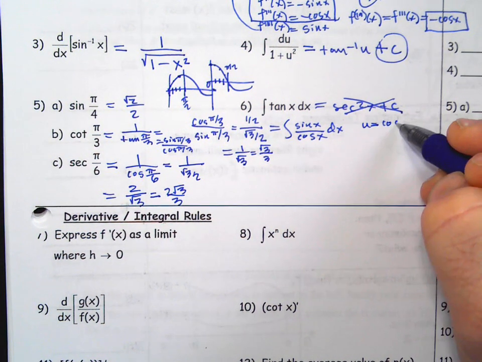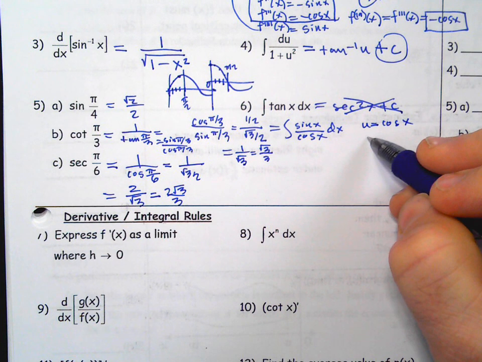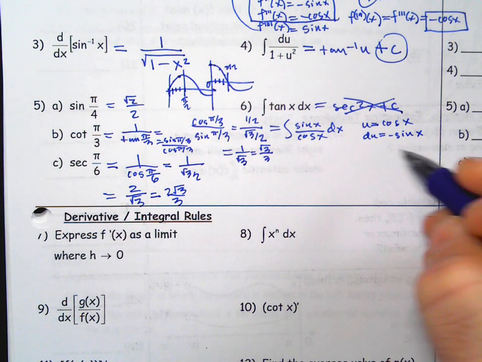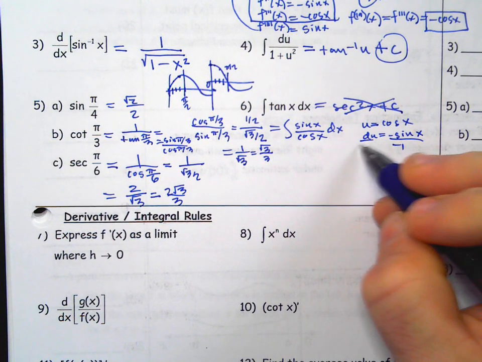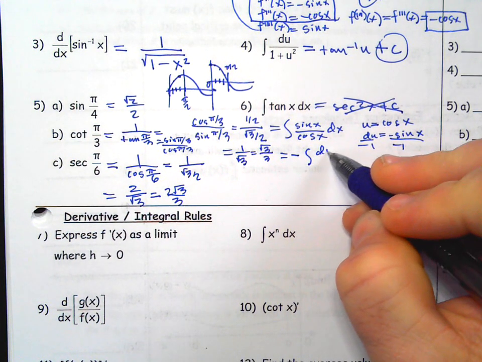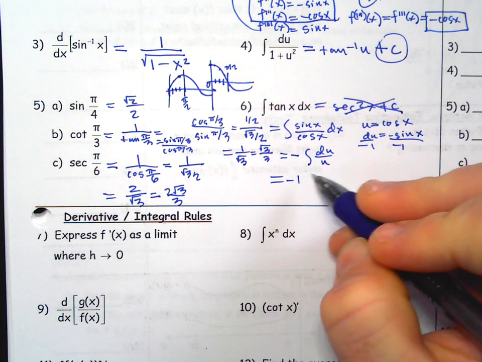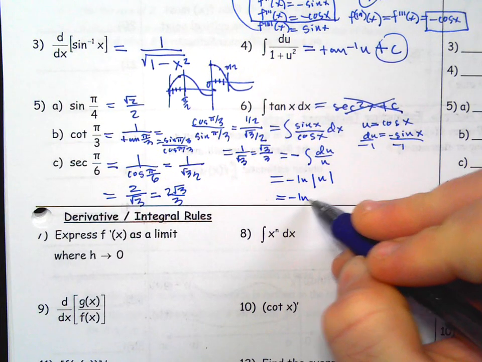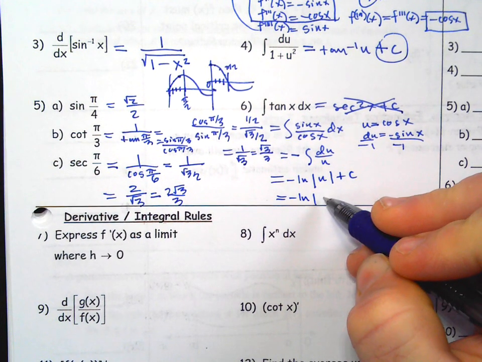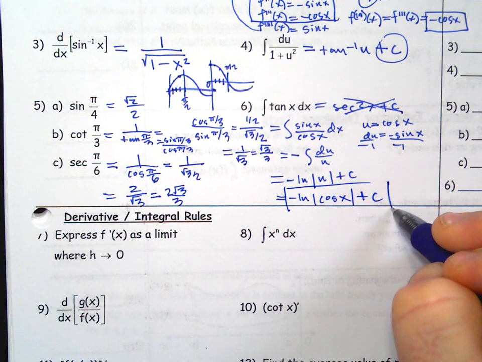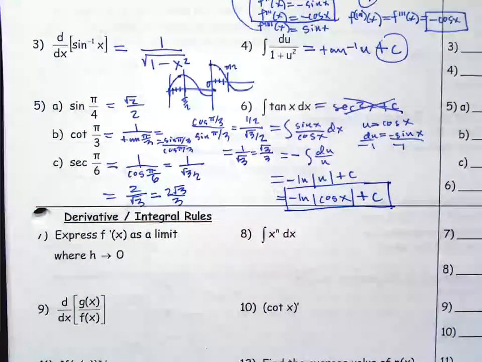try maybe u substitution. U equals cosine x, du equals negative sine x. So usually a denominator is a good choice for your first choice of u. Don't miss that negative. So this is going to be negative du over u. It's going to be negative natural log of the absolute value of u. So it's going to be negative natural log of the absolute value of cosine x plus c. Can we get rid of those absolute values? Is cosine always positive or always negative? Nope.